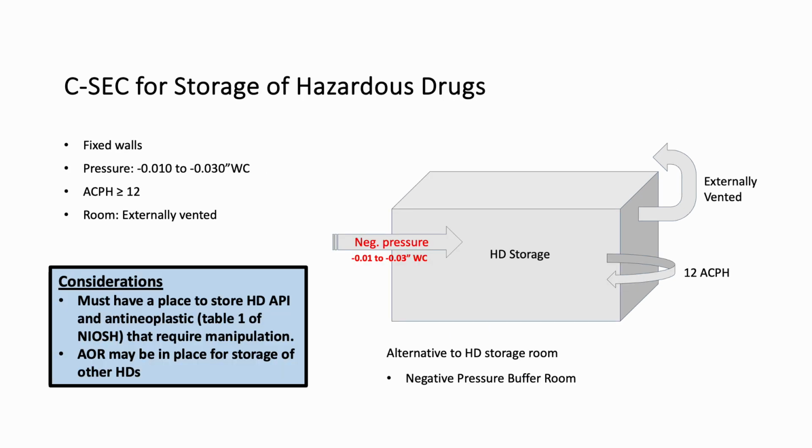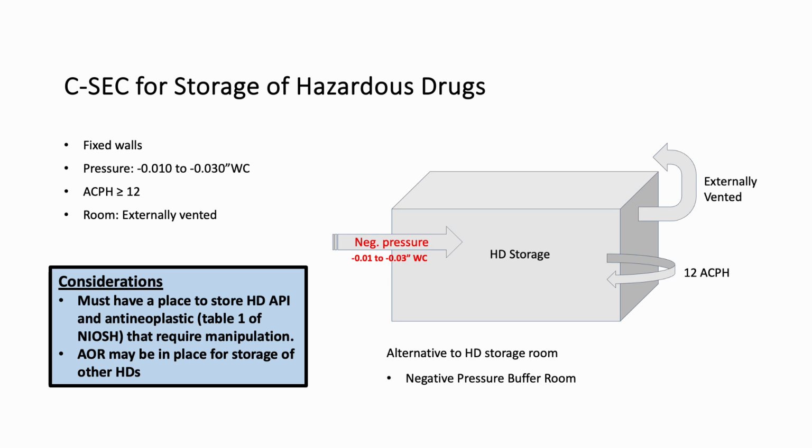This is an example of a negative pressure storage area where certain drugs, like hazardous drug APIs and antineoplastics on Table 1 of NIOSH that require manipulation, must be stored per USP 800. Again, remember, all other hazardous drugs can be assessed out by an assessment of risk, so you need to be sure that you have that assessment of risk for storage for other drugs. For those hazardous drug APIs and antineoplastics on Table 1 of NIOSH that require manipulation, storage areas such as a negative pressure buffer room are acceptable.